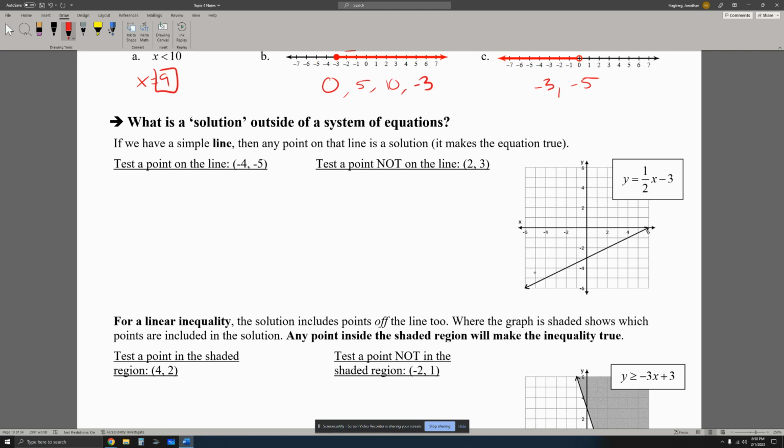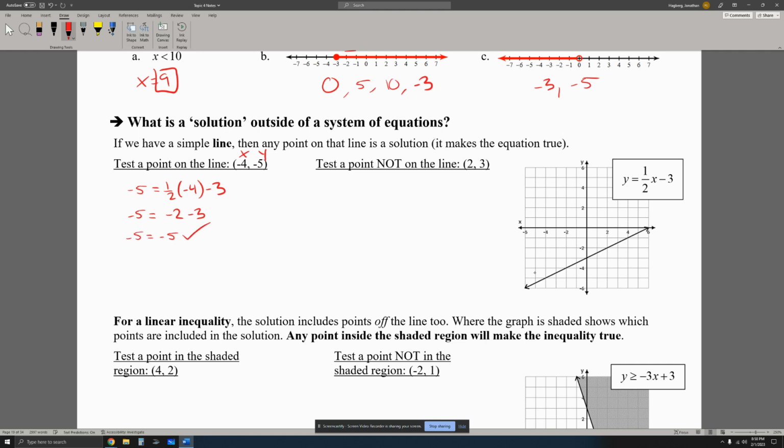So the equation here, we would plug in our x, y point. So we'd plug in -5 in for y, and we would plug in -4 in for x. So what we get here is the equation -5 is equal to 1/2 times -4 minus 3. Okay, let's go ahead and evaluate the right-hand side. So we have 1/2 times -4 is -2, and then minus 3. And we bring down our equals -5. And we have to check, is -2 minus 3 equal to -5?